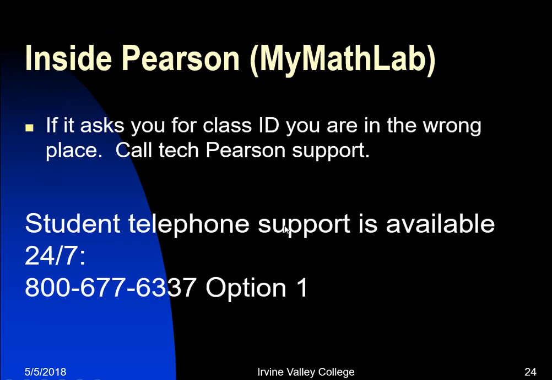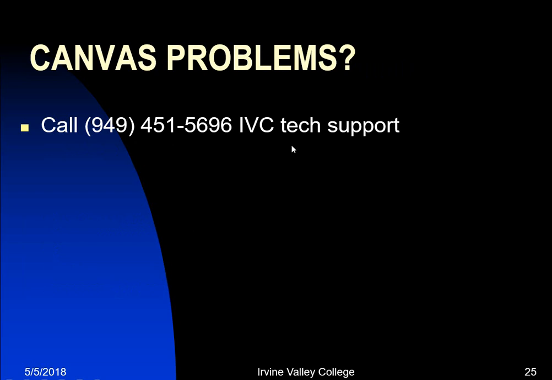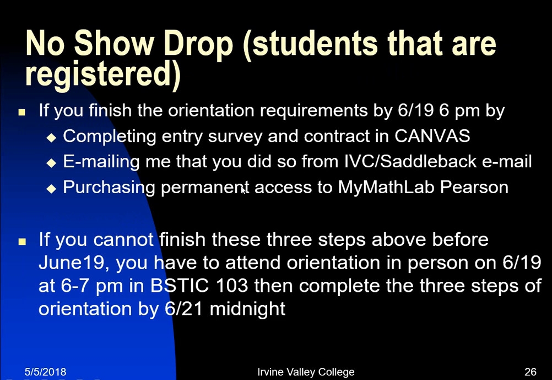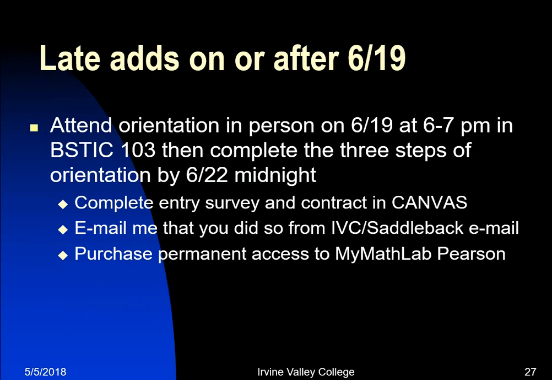Now, you can get support from this number. And then if you have Canvas problems, you can get support from this phone number. Now, please understand that you have to buy a permanent access code and complete entry survey and email me after you did all this before 6:19. If you cannot finish that, please make sure that you come in. If you come in, then you have until 6:21 to finish all your orientation requirements. Now, like I said, you have to do the entry survey, contract, and email me you did all this, and make sure that you purchase the permanent access to my math lab.